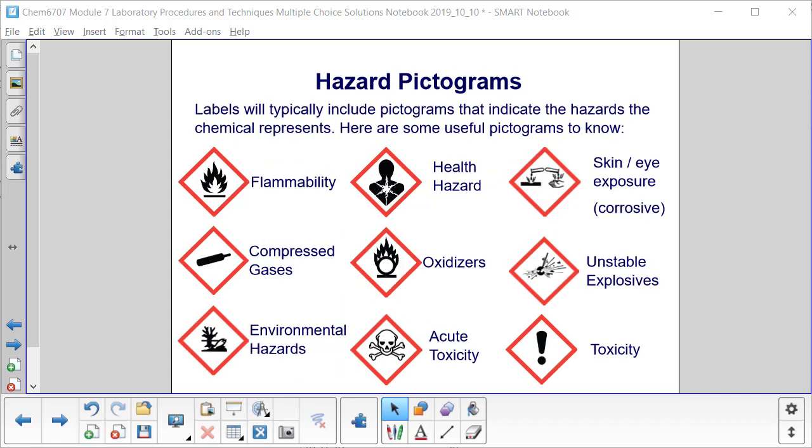Hazard pictograms. Labels will typically include pictograms that indicate the hazards the chemical represents. Here are some useful pictograms to know. Flammability, compressed gases, environmental hazards, health hazard, oxidizers, acute toxicity, skin and eye exposure or something that is corrosive, unstable explosives, or toxicity.